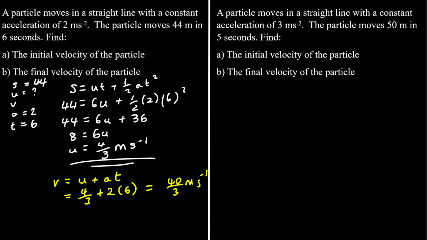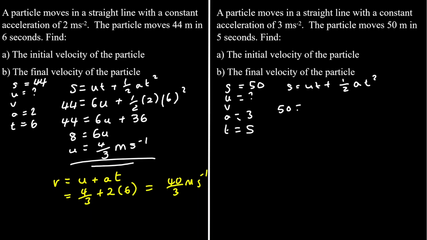One question for you to try. See if you can give it a go. So a particle moves in a straight line, constant acceleration of 3. So a is 3. The displacement is 50 meters. Time is 5 seconds. Let's find the initial velocity again. So we're going to use the one without v in it. s equals ut plus half at squared.